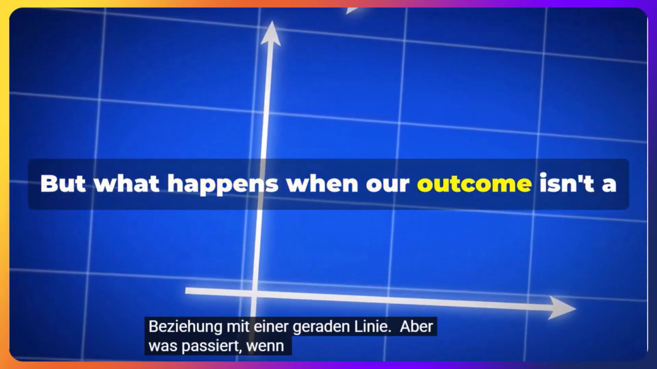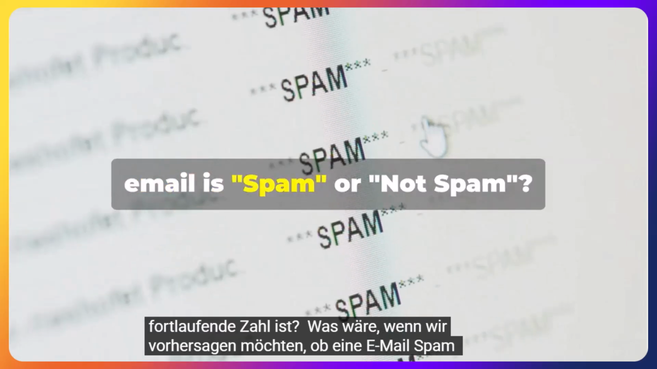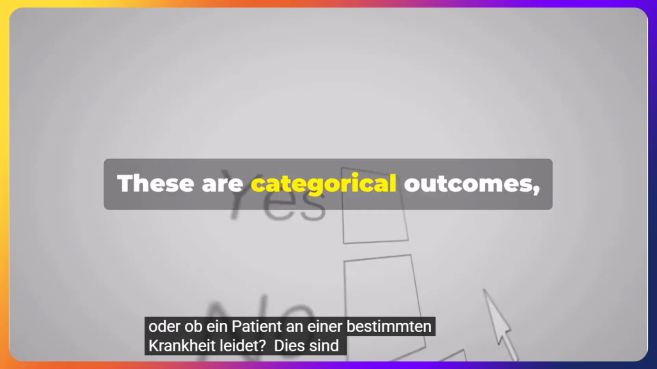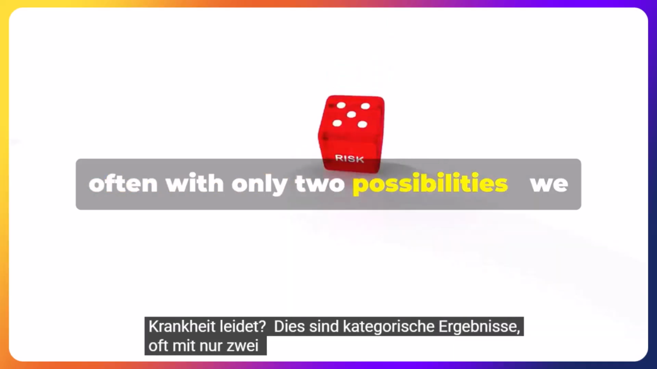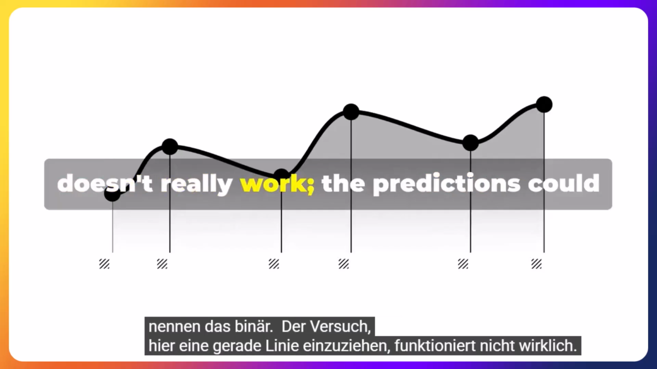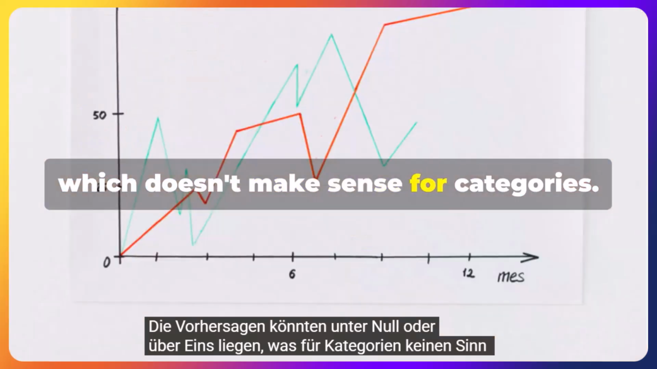But what happens when our outcome isn't a continuous number? What if we want to predict whether an email is spam or not spam, or whether a patient has a certain disease? These are categorical outcomes, often with only two possibilities. We call that binary. Trying to fit a straight line here doesn't really work. The predictions could be below 0 or above 1, which doesn't make sense for categories.